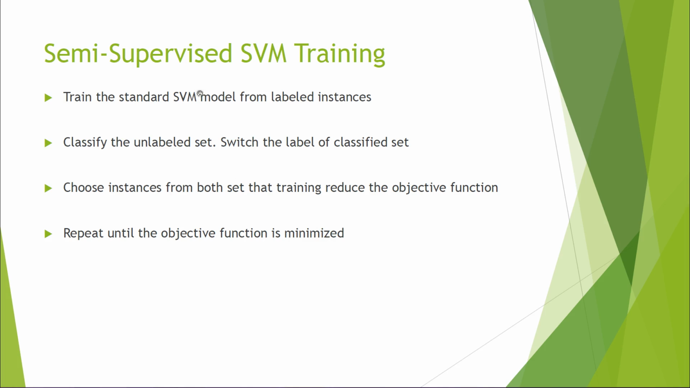For semi-supervised SVM training, the difference is that at first it also trains the SVM model the same as the traditional SVM model, and then it will introduce the unlabeled instances and classify those instances. It will switch the labels of the classified set and then retrain the SVM model, which will reduce the objective function, and this will be repeated until the objective function is minimized.